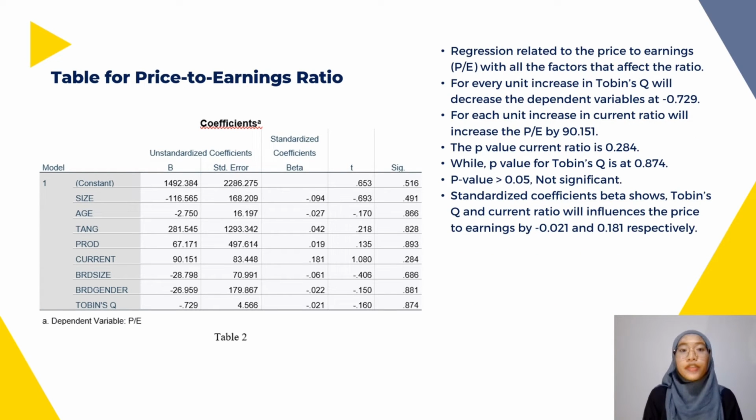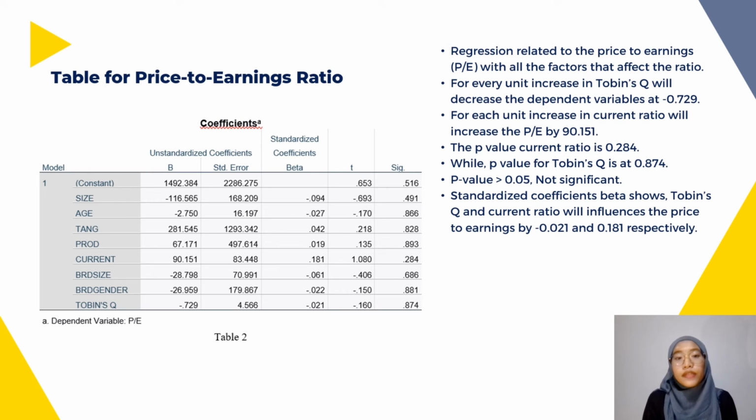For table 2, the regression related to the PE ratio with all factors that affect the ratio, for every unit increase in Tobin's Q, the dependent variable will decrease by negative 0.729. We can describe that Tobin's Q has a negative coefficient with the PE ratio. For each unit increase in current ratio, the PE ratio will increase by 90.151. The p-value for current ratio is 0.284, while the p-value for Tobin's Q is 0.874. The p-values are greater than 0.05, which is also not significant.